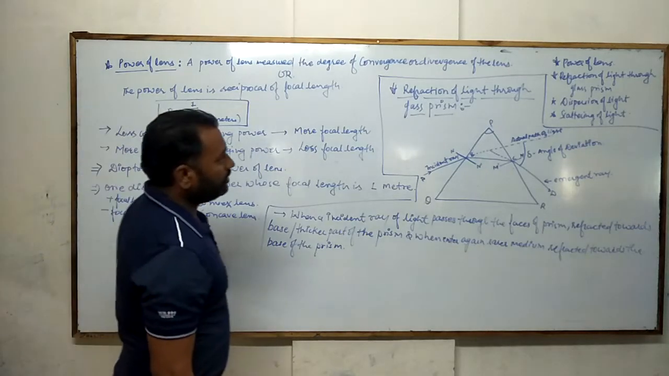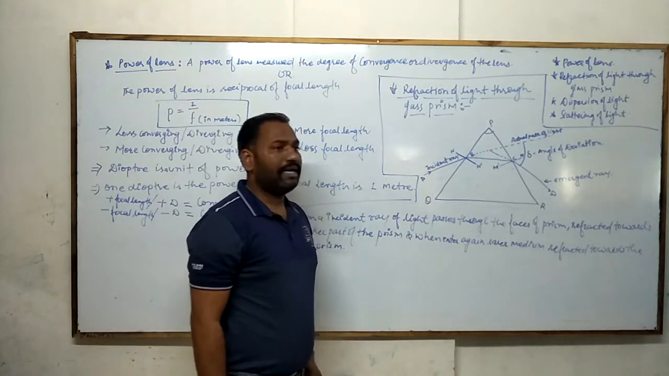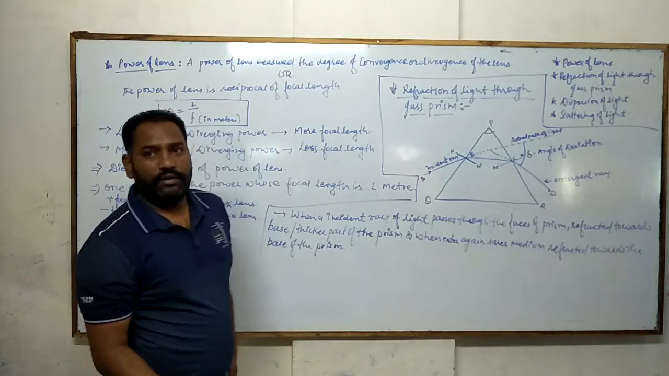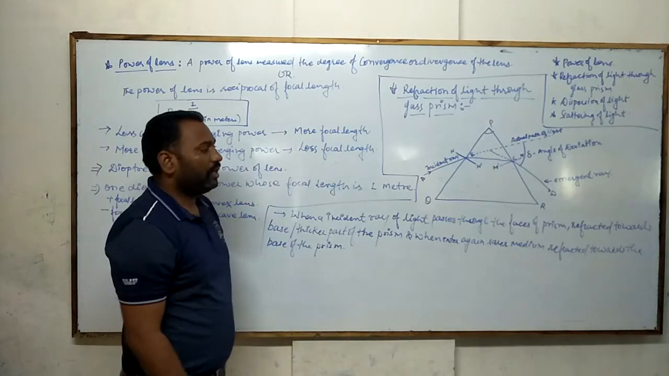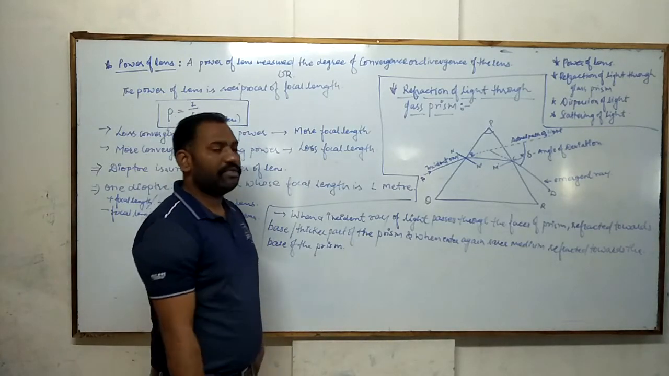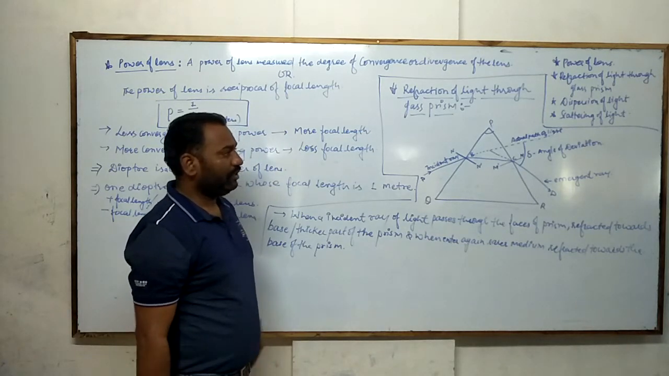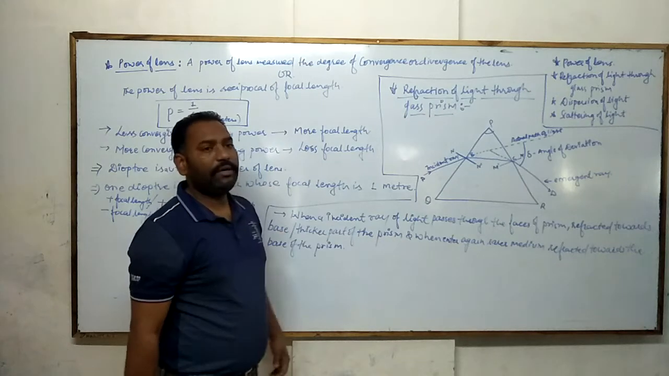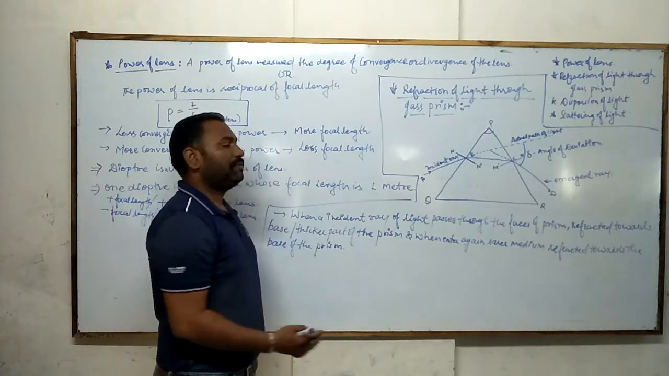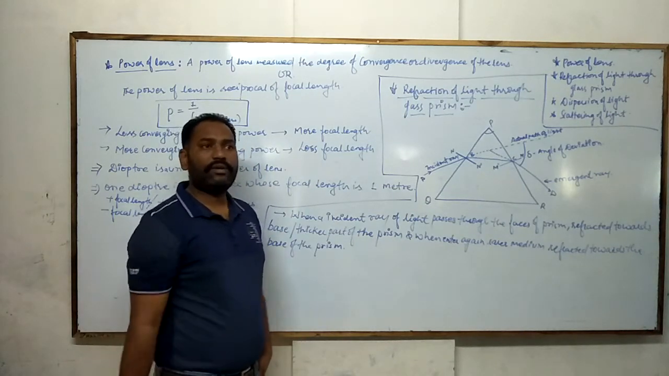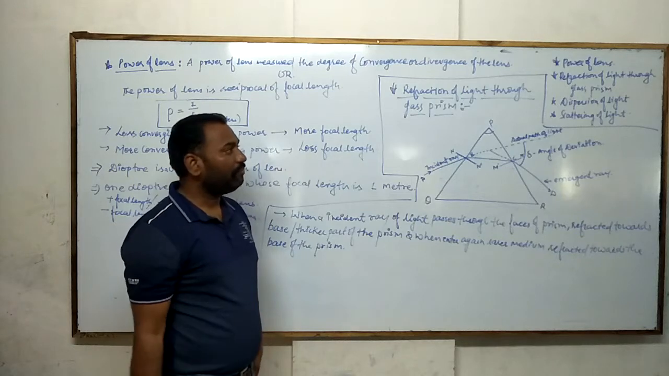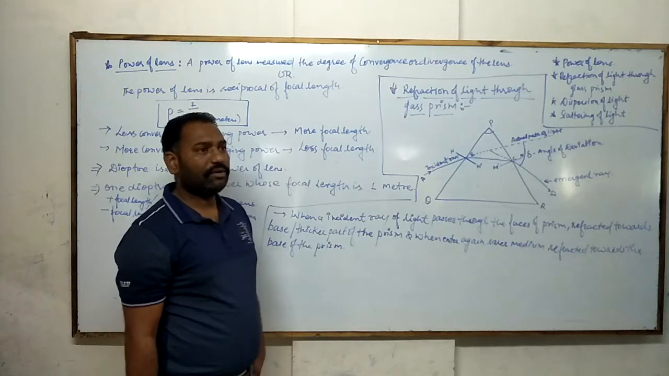Okay, look, this is the refraction of light through a glass prism. Before this, we saw refraction through a transparent substance, the rectangular glass slab. But what are the differences between the refraction through the glass prism and the rectangular glass slab?